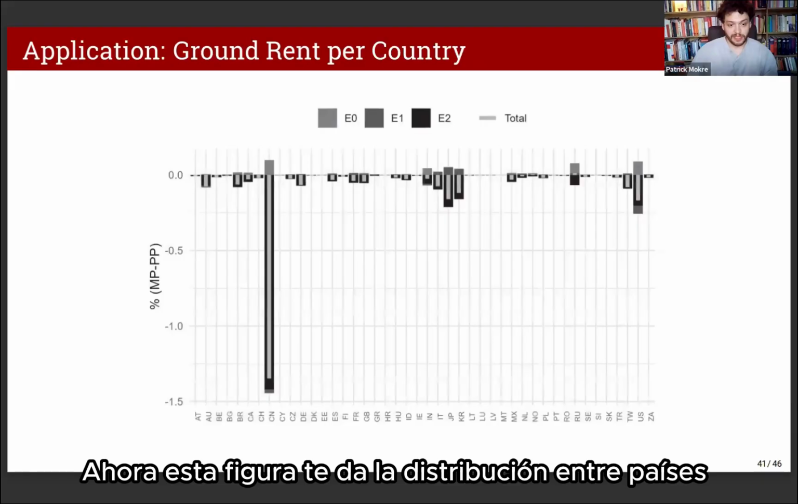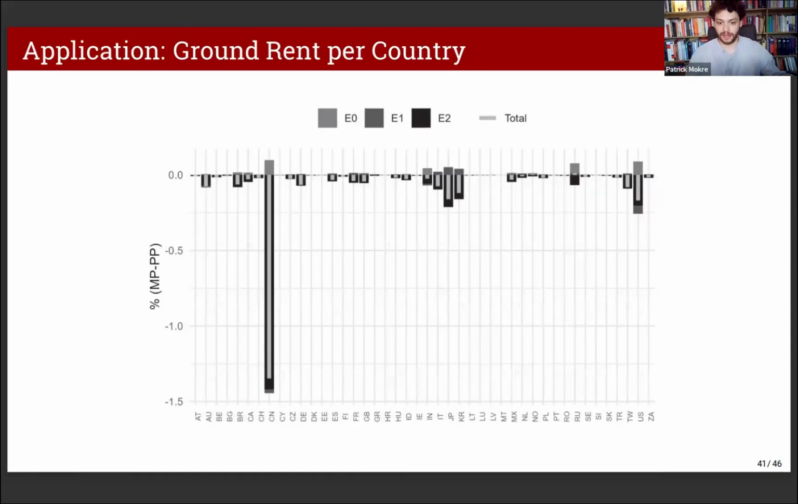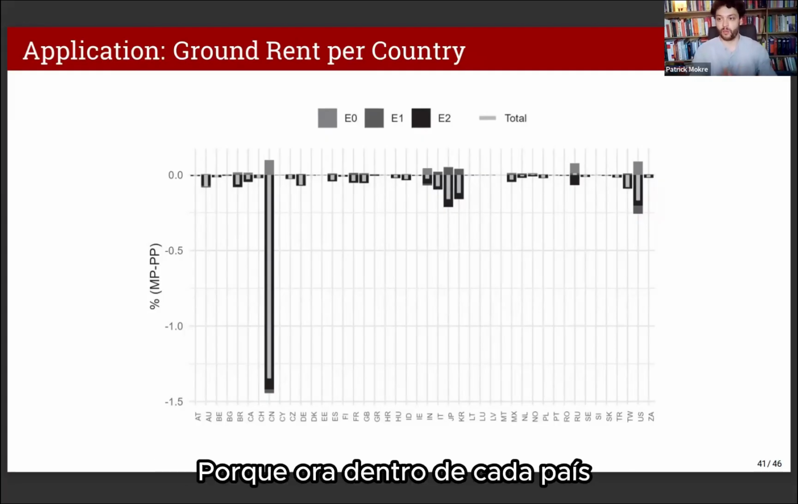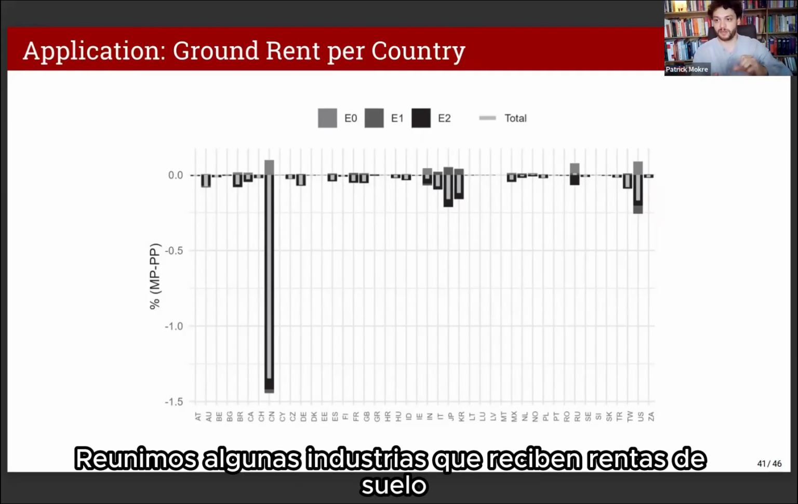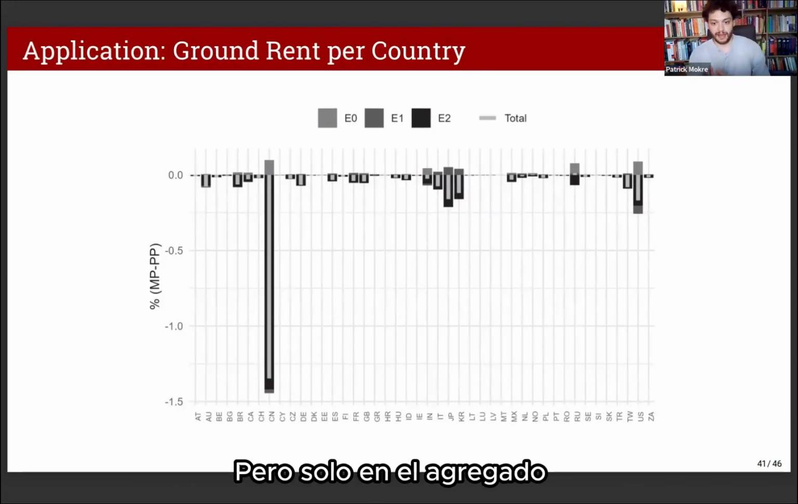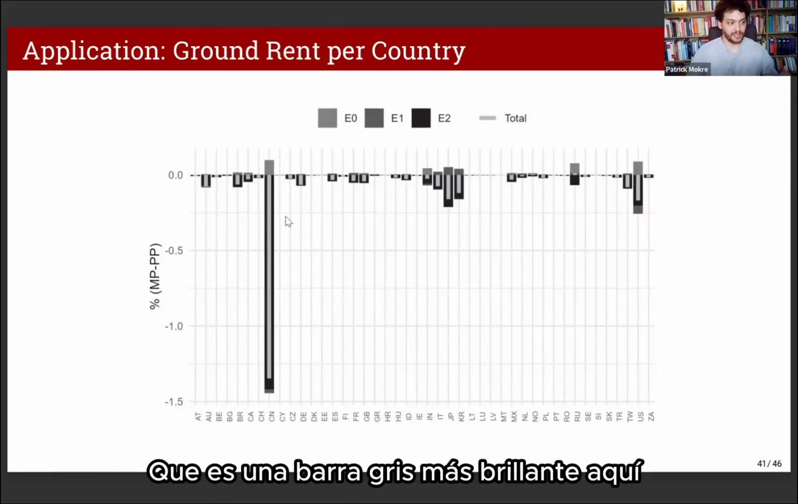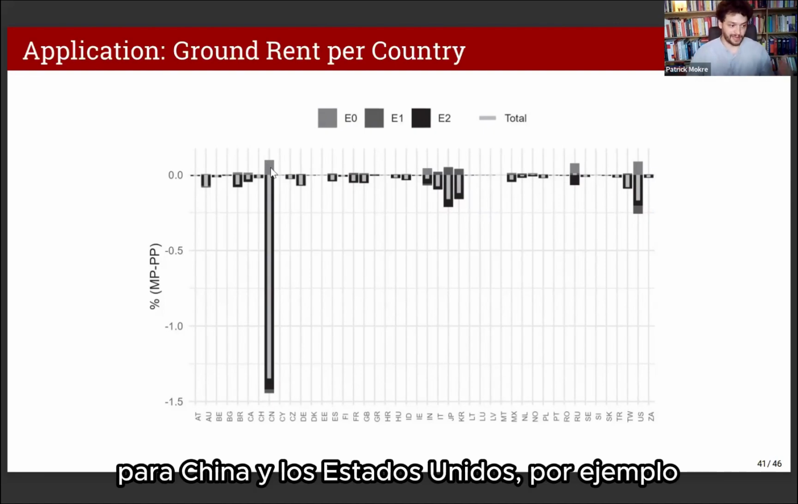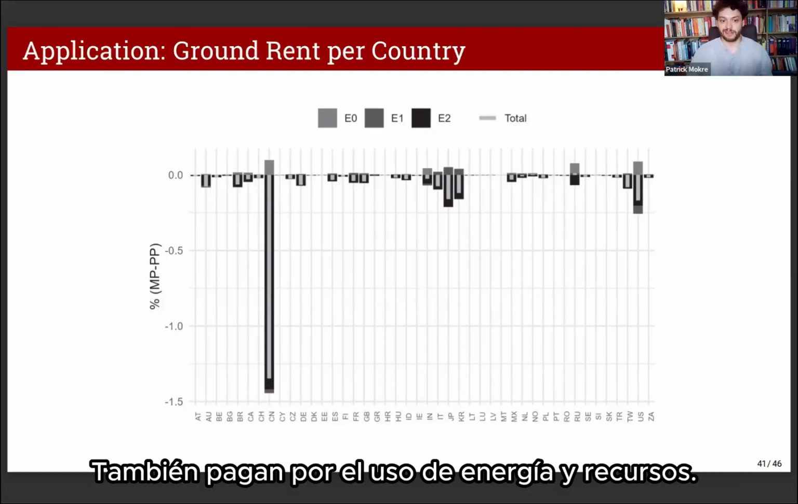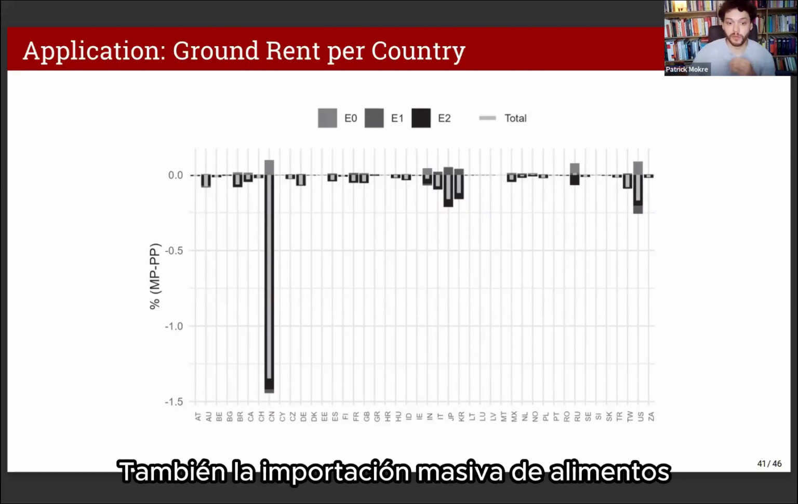Now, this figure gives you the distribution between countries. This is way less intuitive. Interpretation is way more difficult because now within each country, we mesh together some industries that receive ground rents and some that pay ground rents. But just on the aggregate, we can see that those industries that receive large ground rents, which is the brighter gray bar here, for China and the United States, for example, they also pay for energy and resource use. And in the case of the United States and China, also the massive import of foodstuff.